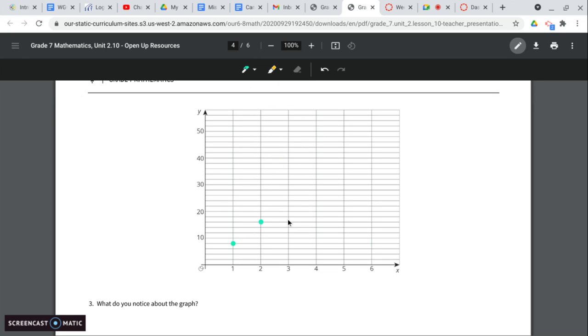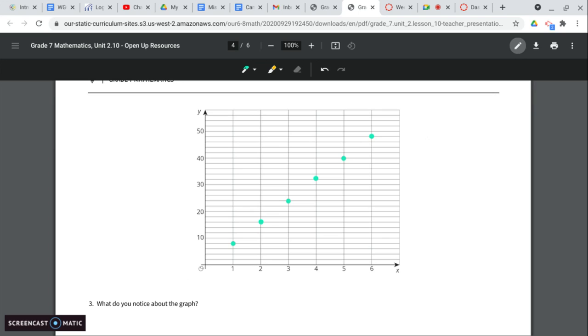3 and 24, so that's 18, 20, 22, 23, 24. 4 and 32, so it's 26. Oh, wait. Whoops. I think that one went a little high. Hang on. Okay, so this is 20, 22, 24. There we go. So then 4, 26, 28, 30, 32. And then 5 is with 40. And then 6 is with 48. Perfect.